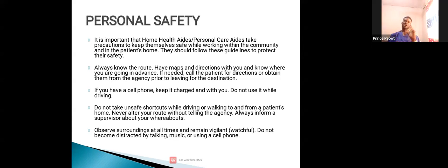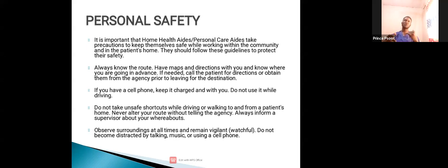Now, two things can happen: either you get lost or you get robbed. How do I mean get robbed? It's very obvious to see someone who is new in a place because you look new and confused. So you are exposed to a lot of risk in that position. So you must know where you are going before you leave home. And if you have a cell phone, keep it charged with you. Do not use it while you are driving.